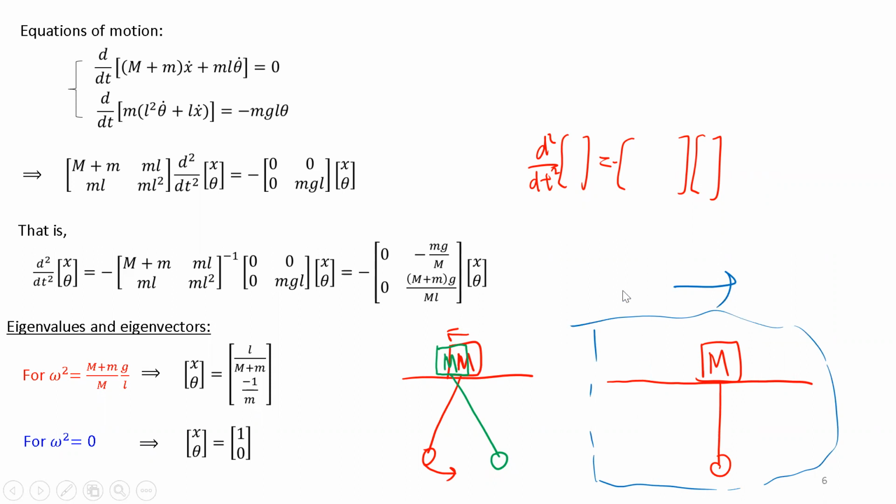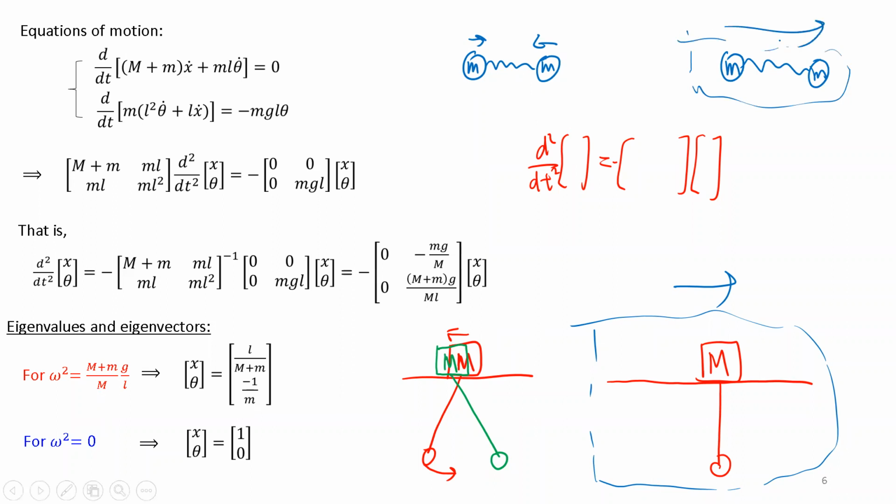Then remember when we considered this one spring, two mass system, we got something just like this. The oscillation would be the two masses oscillating in phase. That would be the oscillation. And also, the whole thing can be moving together at a constant velocity, and that is not oscillation.